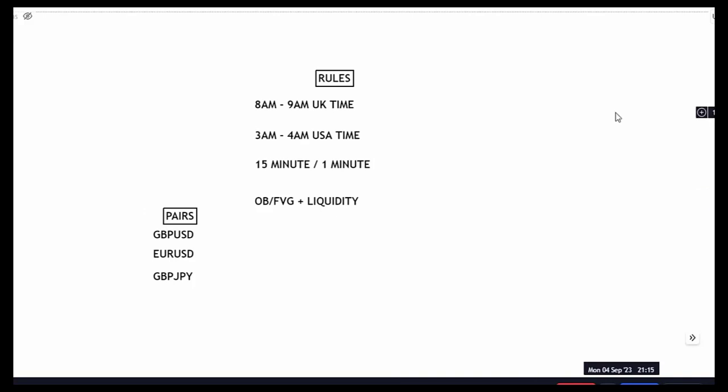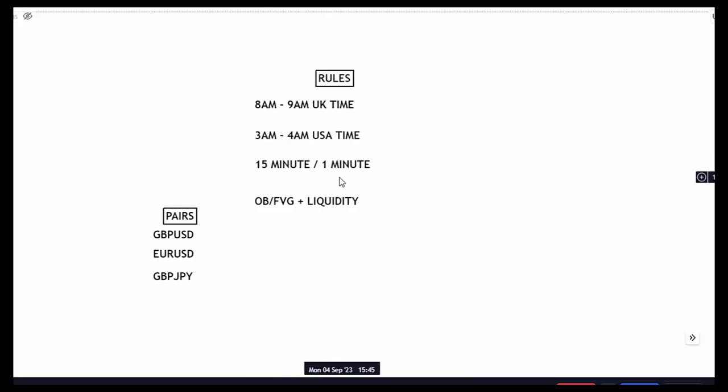The strategy rules that we need to follow are: first, we are trading only 8 AM to 9 AM UK time or 3 AM to 4 AM USA time. If you are in Nigeria, 8 AM to 9 AM UK time is the same, so there's no need to change anything on your TradingView. And we are going to be trading mainly on two time frames, 15 minutes and 1 minute. We are going to be looking for our setup on the 15 minute and our entry will be on the 1 minute.